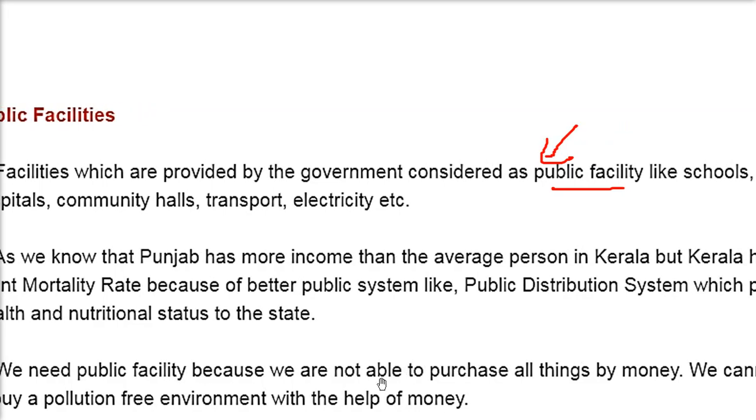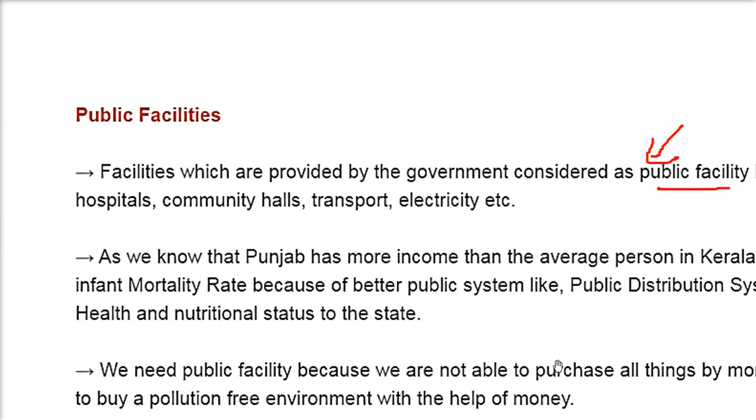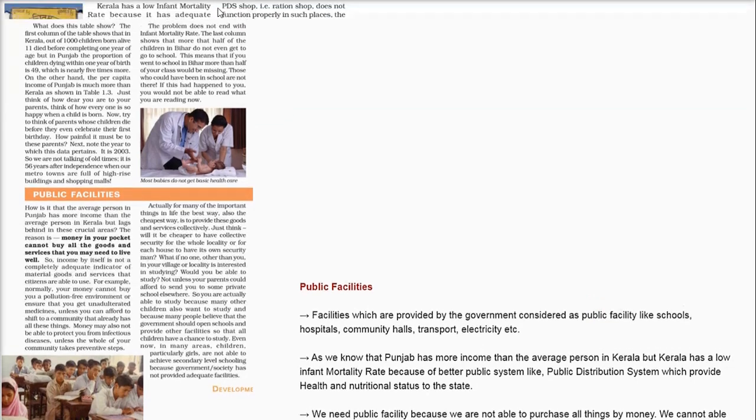So we need public facilities, because there are certain people who may not be able to buy things with money. There are other things also which we can't buy. We can't buy a free environment, because if pollution is going on, it is the duty of individuals and the government to curb the pollution, because money is involved.